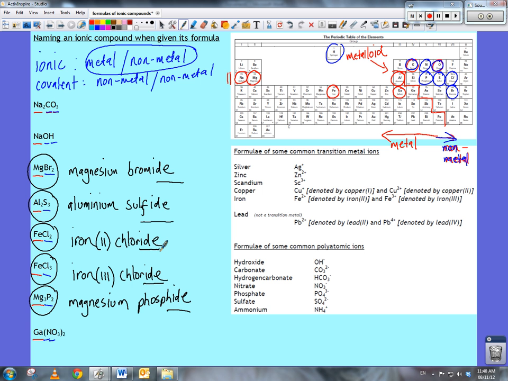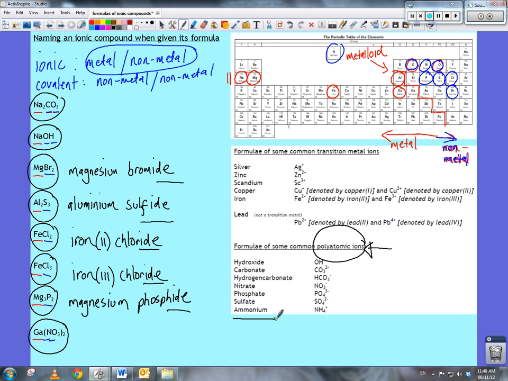Now, the three we're left over with, Na2CO3, NaOH, and Ga(NO3)3, we notice all contain 3 elements. That indicates that they contain something called a polyatomic ion. Now, you will need to remember these polyatomic ions. There are more of them, but we're just going to limit our list to hydrogen, hydroxide, carbonate, hydrogen carbonate, nitrate, phosphate, sulfate, and ammonium ion.